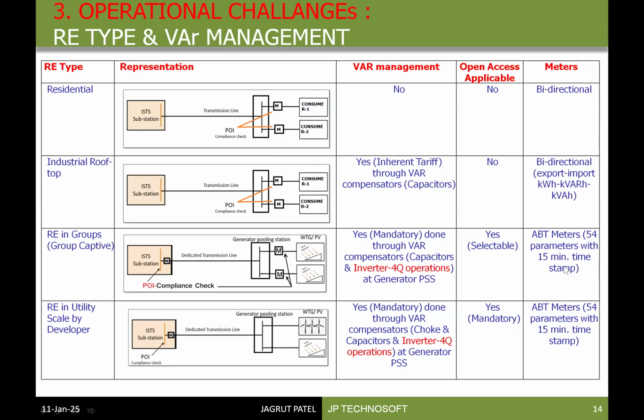So the metering scheme is becoming very stringent in this case. And that is applicable for utility scale developers as well. So reactive power management will be there, ABT meters will be there. All things are mandatory for the group captive mechanism as well as utility scale RE power plants.